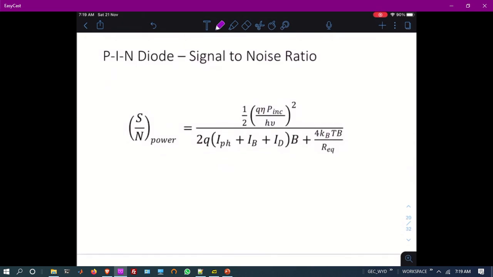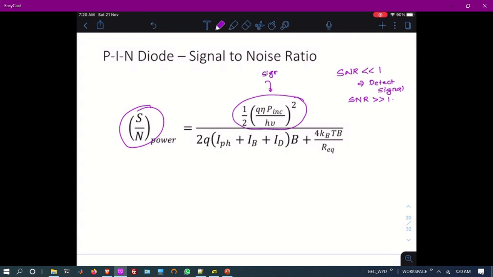Now, for the diode, the signal to noise power is very important, because if the signal to noise ratio, SNR, is very much less than 1, it implies you can't detect the signal, which in this case is the incident light. If you need to detect the signal, the SNR should be as high as possible. In the signal to noise ratio, the numerator is the signal power. This is P incident divided by h nu, which is the number of photons, into eta, which is the efficiency, into Q, which is the charge. So the number of photons into efficiency into charge will give you the total net output current, and the square of that will give you the power.